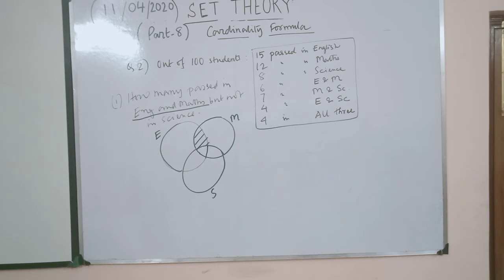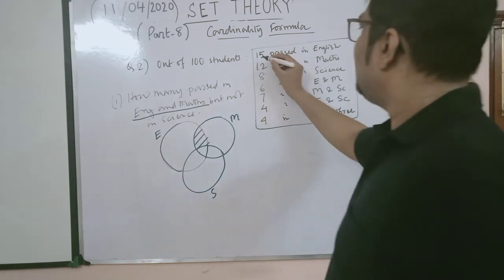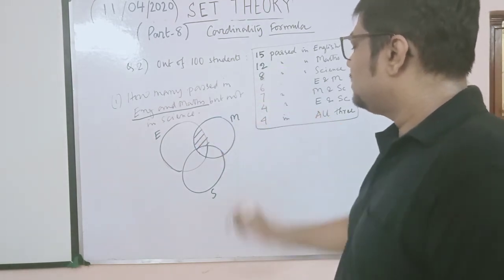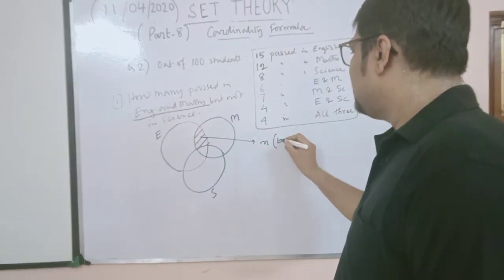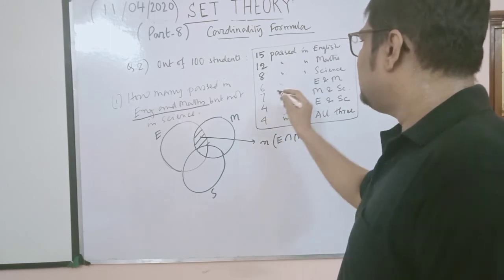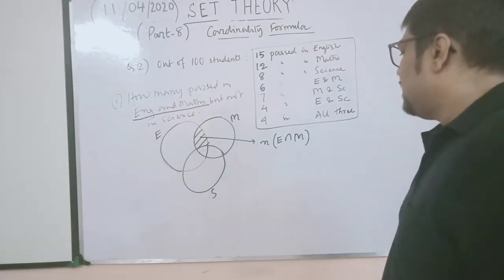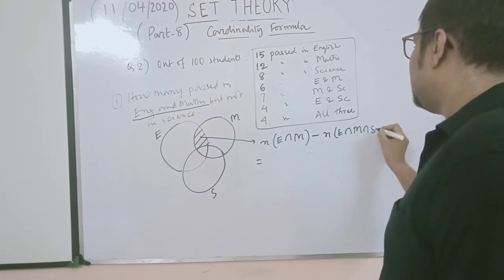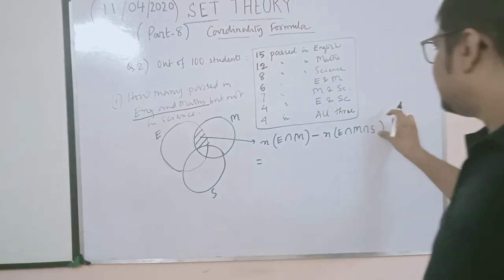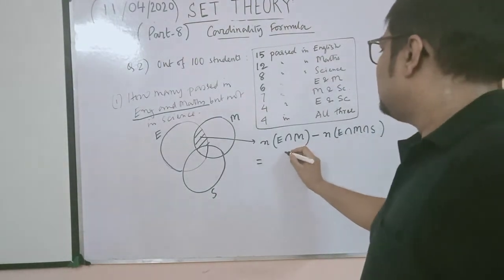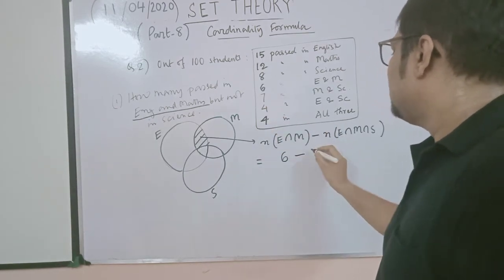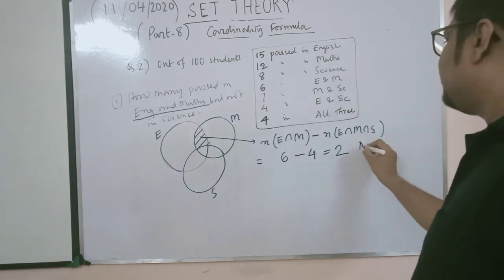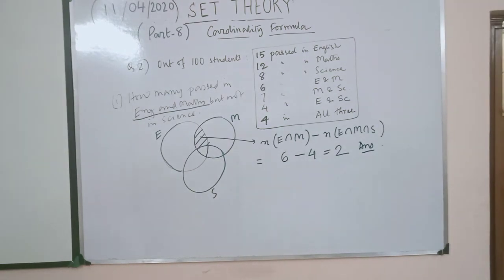So how many passed in English and maths but not in science? As you see the data given, we have to find this shaded region. So it's very easy for us. We will just do n of E intersection M, which is already given to us, this 6, and minus we have to do the middle part, that means n of E intersection M intersection S. I have denoted E, M, S as the respective sets. So 6 minus 4, all three you can see is 4 given. So 6 minus 4 will be easily 2. So 2 is the answer of this question.